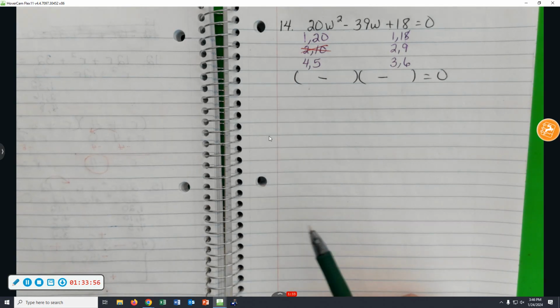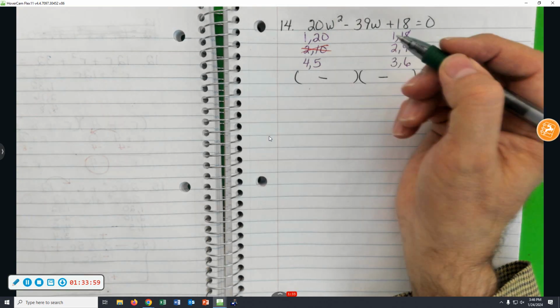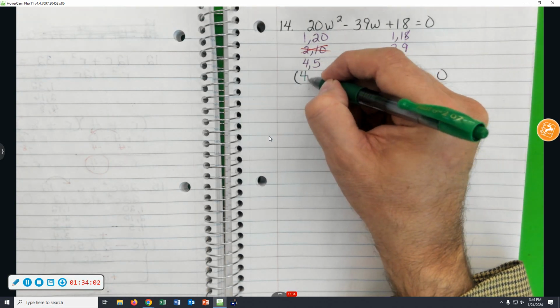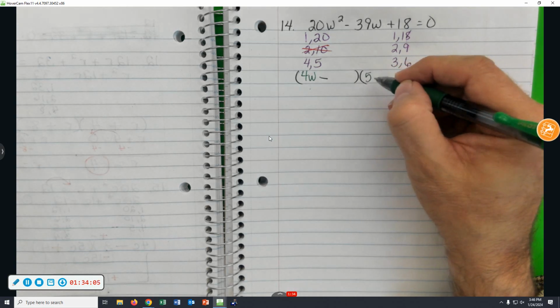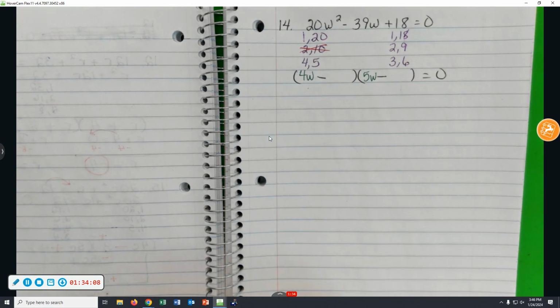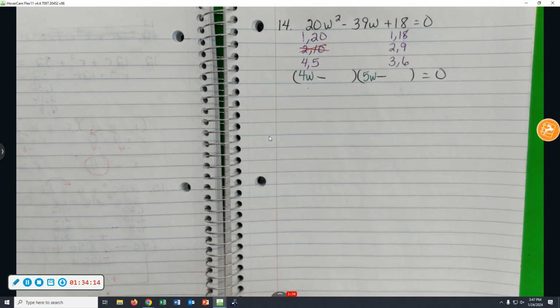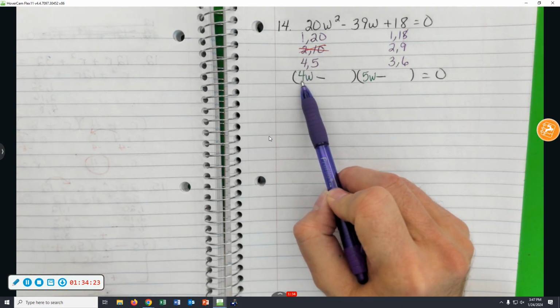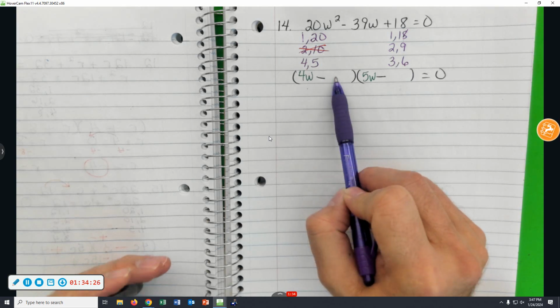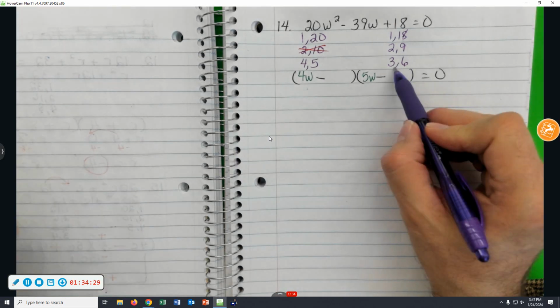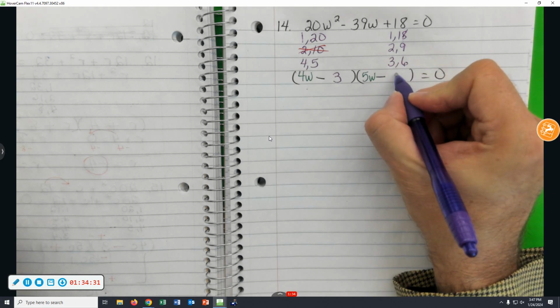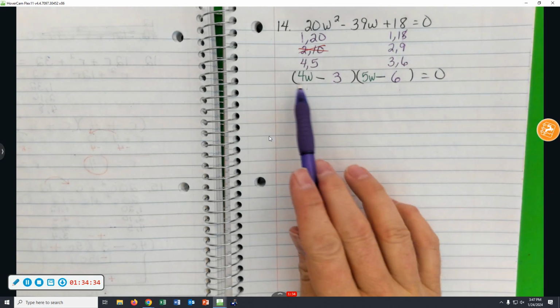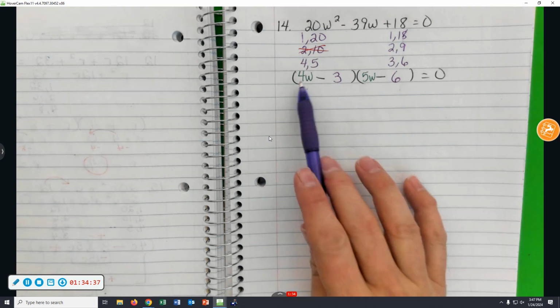Which ones do you want to try, the 4 and 5 or the 1 and 3? We're stalling to give someone a chance to get it done so they can call out which one to use. So we're just going to go with the 4W and the 5W. Okay? Let's see. Do y'all want to try the 3 and 6? So, the 6 can't be with the 4. You cannot have two even numbers in the same set of parentheses. So if it's going to work like that, I'd have to have a 3 here and a 6 there. Now the only common factor is a 1 in each of these.